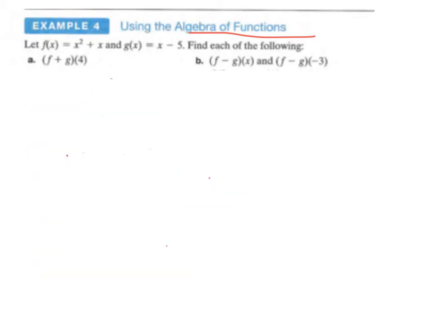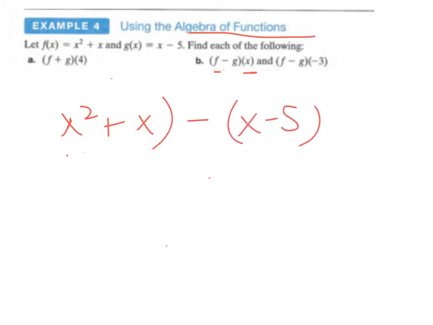So now, if we don't know what that function is, like the x, then we would subtract as if it was just an x. So I'm going to take my function x squared plus x, that's my f function, and I'm going to subtract the g function, and the g function happens to be x minus 5.